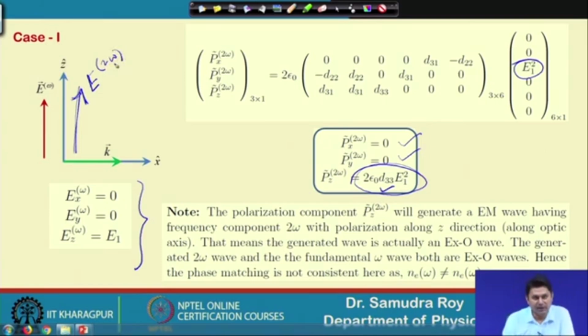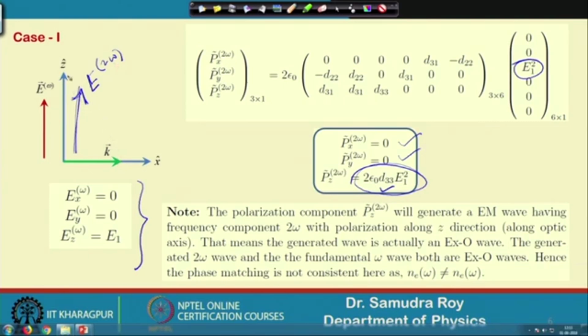Now, the important question that we mentioned before starting this discussion is what kind of wave E2 omega is. E2 omega is perpendicular to k and it is along the z direction. If it is perpendicular to k and along z, then z and k are in the same plane. So what should be the direction of the ordinary wave? The ordinary wave is along the y direction, that we first need to figure out. This is the direction of the ordinary wave, along y, that is for sure.